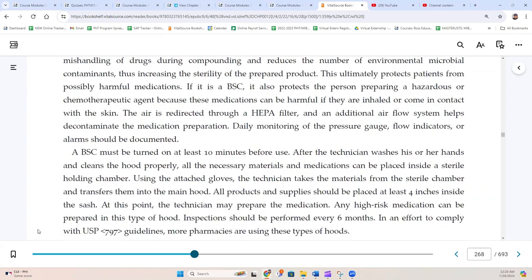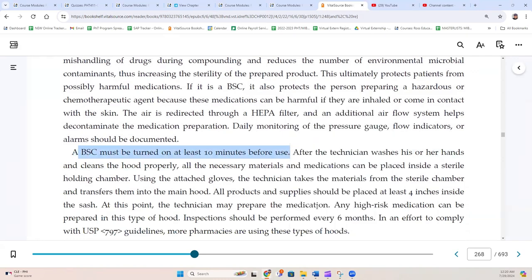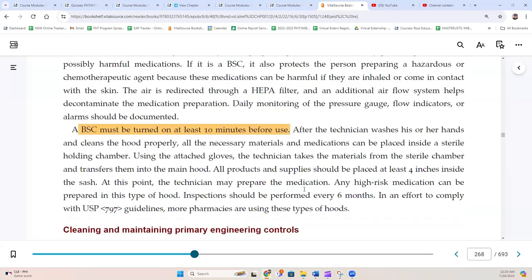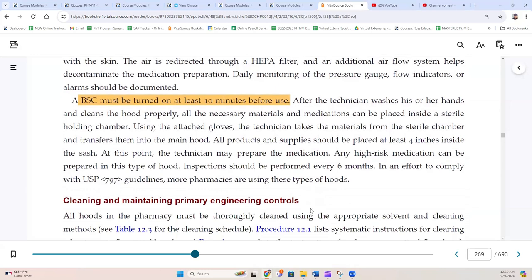After the technician washes his or her hands and cleans the hood properly, all the necessary materials and medications can be placed inside a sterile holding chamber. Using the attached gloves, the technician takes the materials from the sterile chamber and transfers them into the main hood. All products and supplies should be placed at least 4 inches inside the sash. At this point, the technician may prepare the medication.